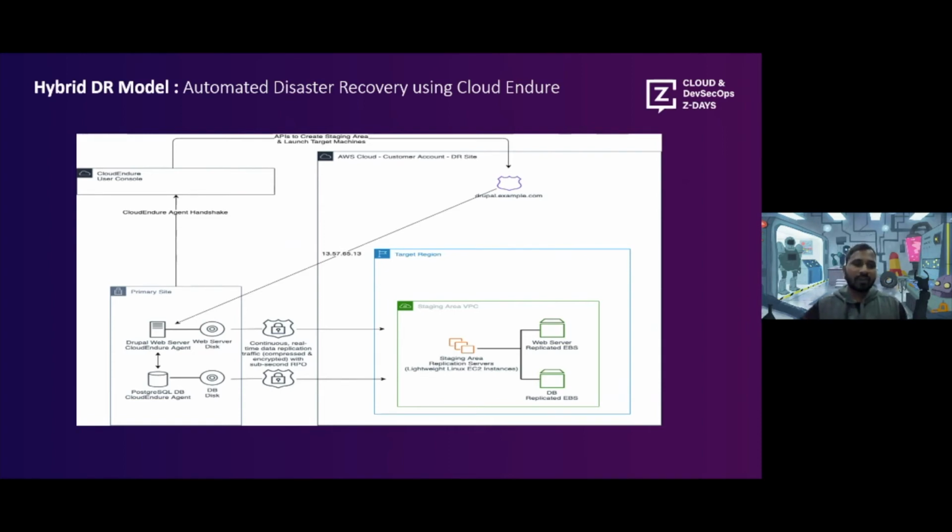If we consider it is an on-premise server, we have to install the Azure Cloud Endure agent on the server and activate it in the Cloud Endure console, and it will create a test server for it, and it will have a regular block level replication process, which will replicate your system from on-premise to cloud, or from cloud to cloud.